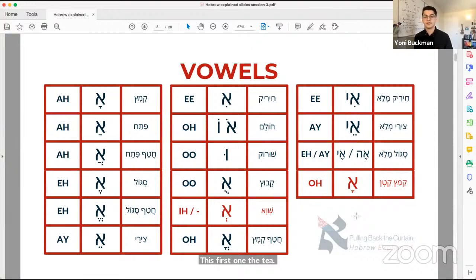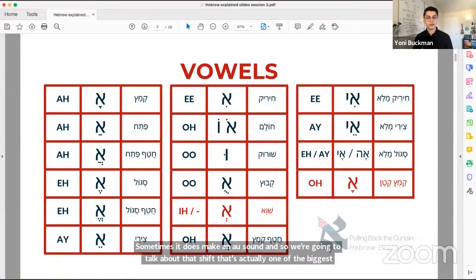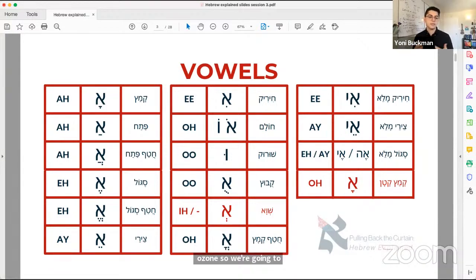And so we're going to talk about that shift. That's actually one of the biggest things that I hear people nowadays confuse, is when the kamatz makes an ah sound and when the kamatz makes an O sound. So we're going to talk about that system, but you're right. There are still, if you listen to some old Ashkenazic traditions, sometimes you might go to a Chabad, or if you were to encounter an ultra-Orthodox person who is from an Ashkenazic background, all of the kamatz might make an O sound.